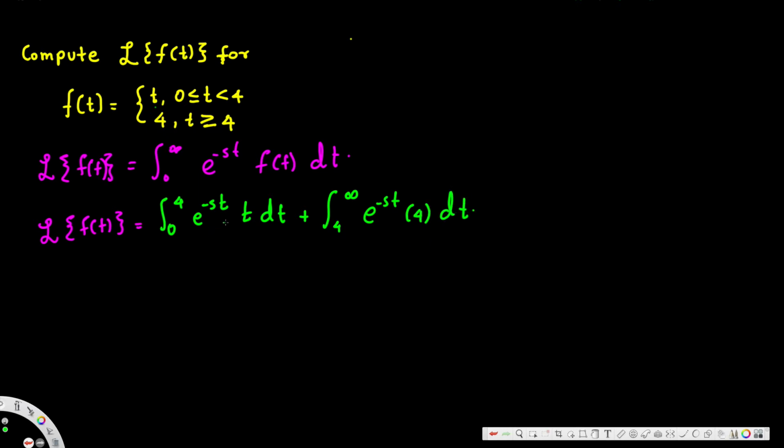Here we have e to the power negative st times t. For this one we have to do integration by parts. For the other one, this is an easy integration, but since we have an improper integral, we have to use the improper integral method. That's how we do the integration and find the Laplace transform for this one.